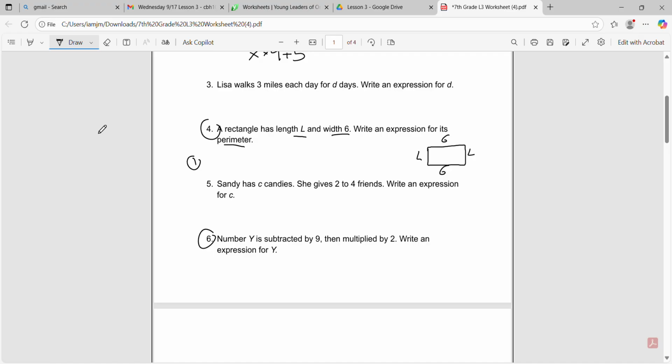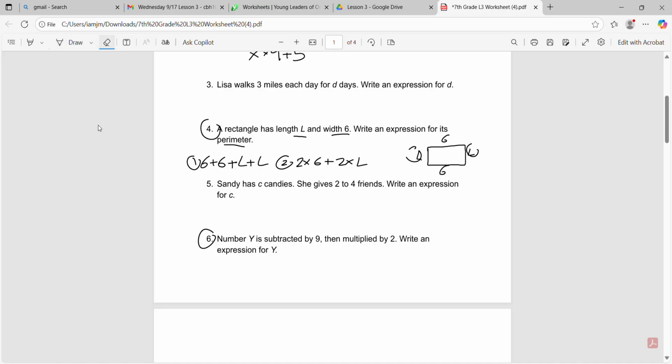So we can be straightforward about it and just write them in a format of adding them all up in addition. It's like 6 plus 6, the 2 sides, plus L plus L. That's our first answer for an expression that can work for this word problem. Or we can do 2 times 6 plus 2 times L, since there's 2 of each: 2 times L, 2 times 6. So there's 4 sides.